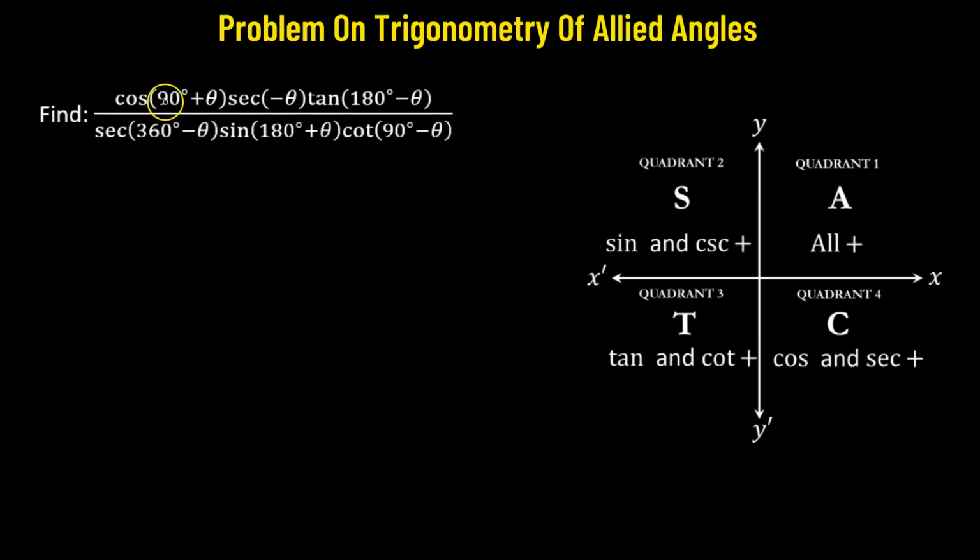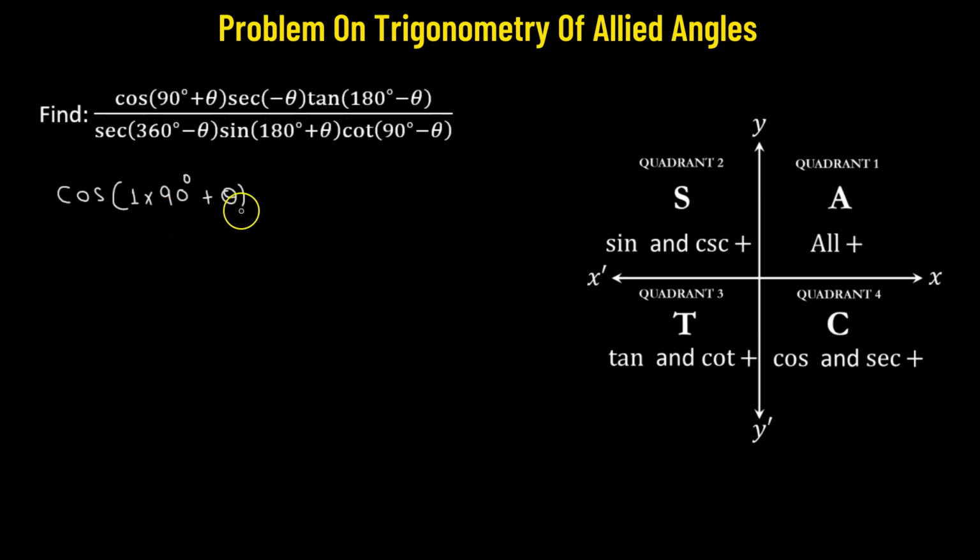So we need to find out the value of the given trigonometric expression. Let us begin. Here we'll start with our first ratio. We have cosine of 90 degree plus theta. We can also represent this as 1 times 90 degree plus theta. Now that means we have here an odd multiple of 90 degree.